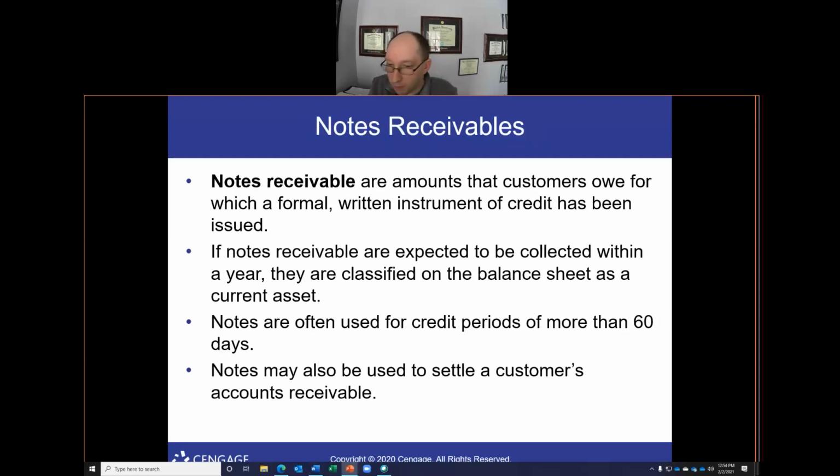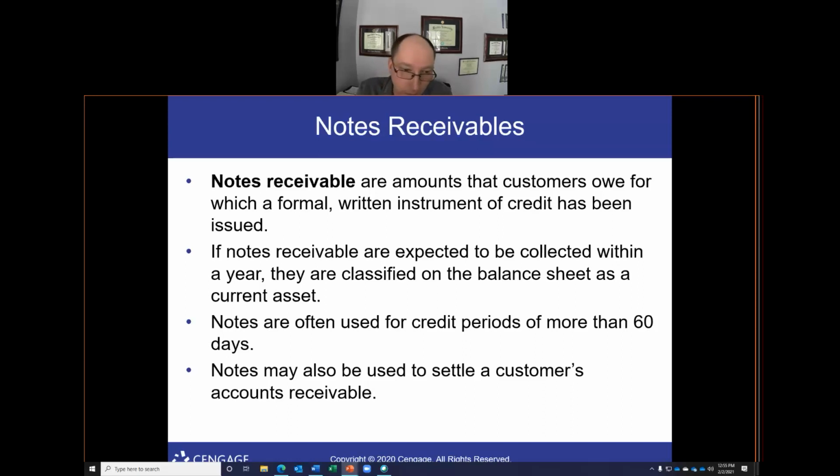What about notes receivable? Notes receivable are the amounts that customers owe us in a formal loan, also known as a written instrument, a formal loan of credit that has been issued. This also could be a line of credit, same thing. If a notes receivable is expected to be collected within a year, it's a current asset. Remember, a year or less is current. Longer than 1 year is long-term. So if I expect to receive a notes receivable within 1 year or less, it's under current assets on the balance sheet.